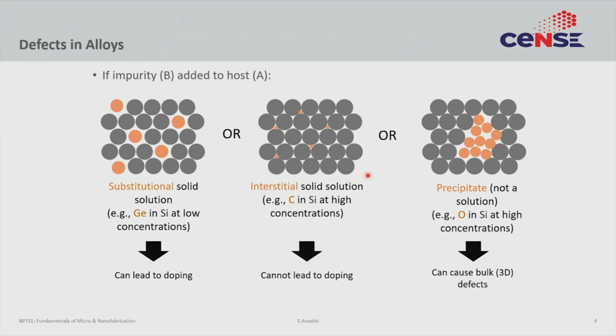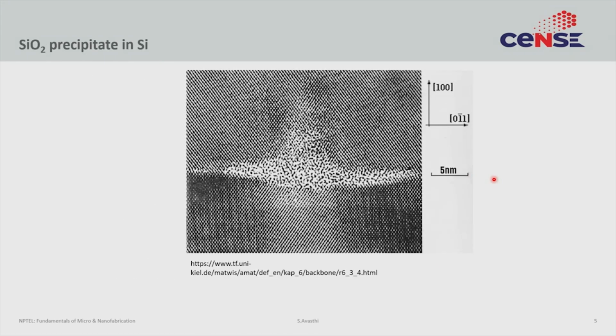The third thing that can occur is that the second material precipitates inside the primary material. Of course, in silicon, this can happen often when you have oxygen precipitates inside silicon under certain extreme conditions. These can often cause 3D defects, because they disrupt the lattice structure of the whole crystal. Here is an example of a silicon dioxide precipitate inside silicon, where there is a 3D defect formed because oxide has precipitated inside the silicon lattice. Right.